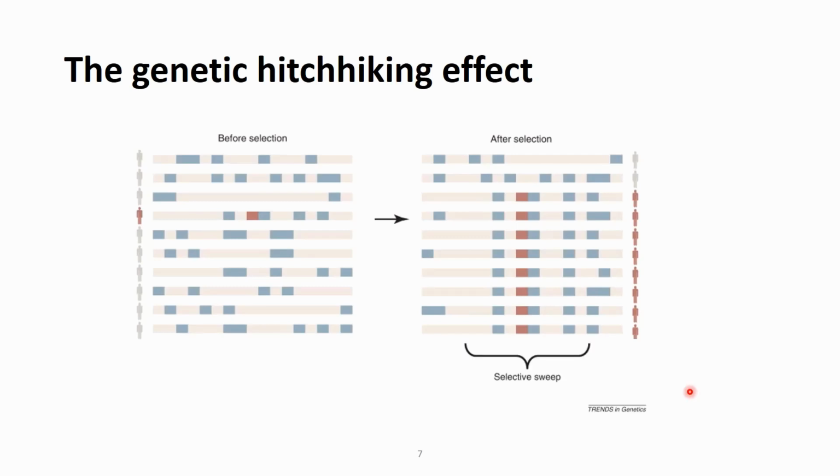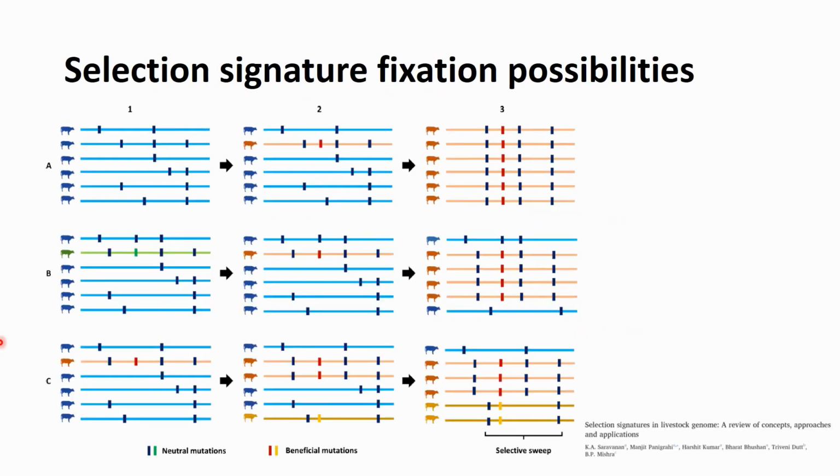Or in the literature, you also find the expression selective sweep. This whole scenario that I just described, where there is this important gene which drags along the surrounding regions, is the so-called genetic hitchhiking effect. Now also with the selection signatures, there are multiple possibilities which are described in these three rows.